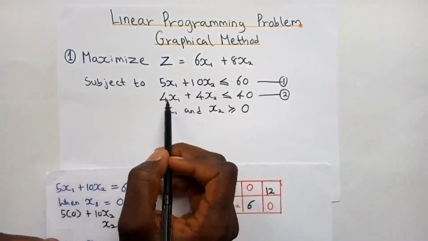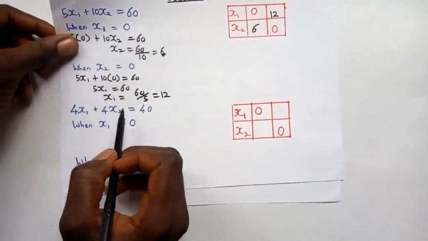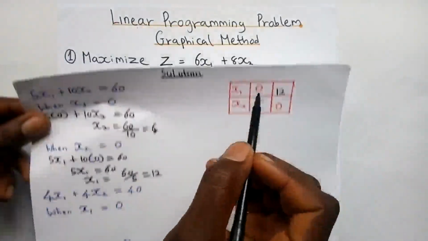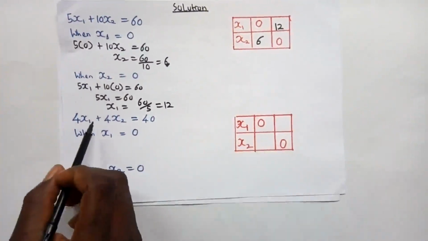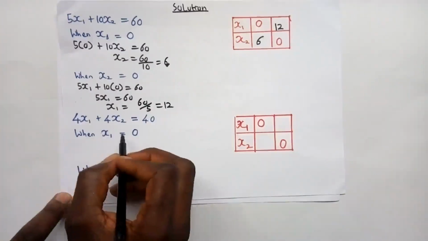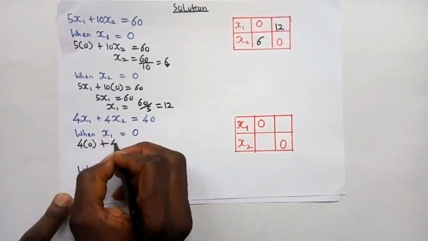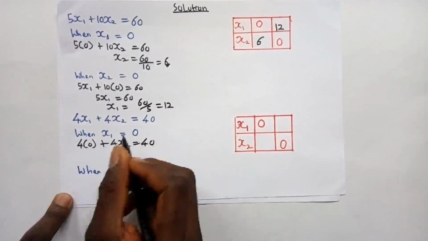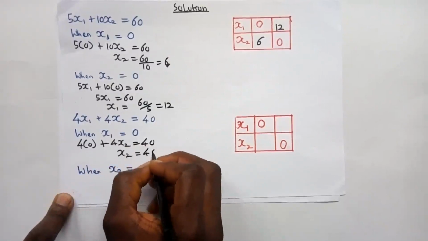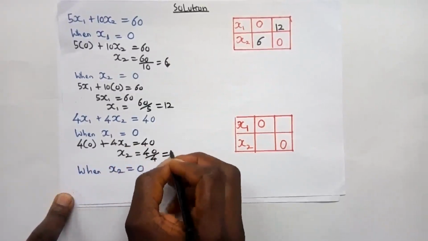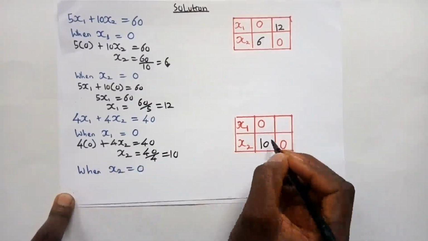So go to the second constraint. 4s1 plus 4s2 is less than or equal to 40. Write it here. 4s1 plus 4s2 is equal to 40. So remove this less than sign and leave the equal sign. You want to find s2 when s1 is equal to 0. 4 multiplied by 0 plus 4s2 is equal to 40. 4 multiplied by 0 is 0. So 4s2 is equal to 40. S2 is equal to 40 divided by 4. So 40 divided by 4 gives us 10. So when S1 is equal to 0 for the second constraint, S2 is equal to 10.